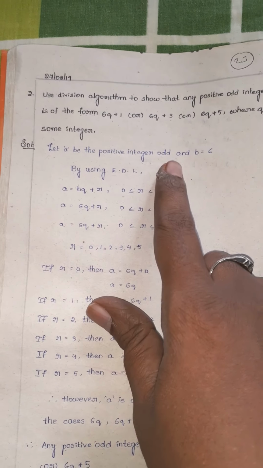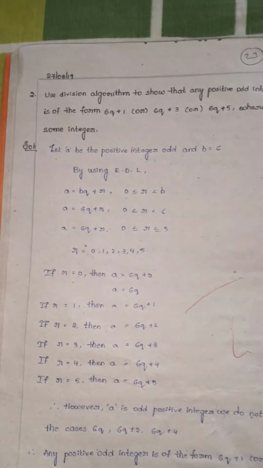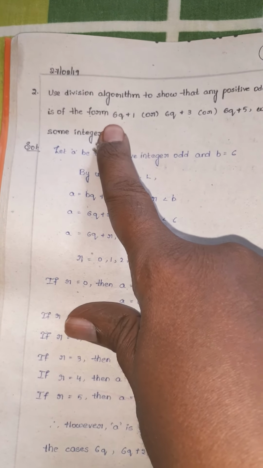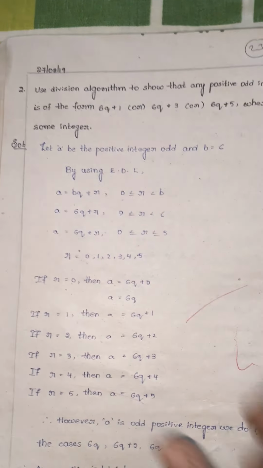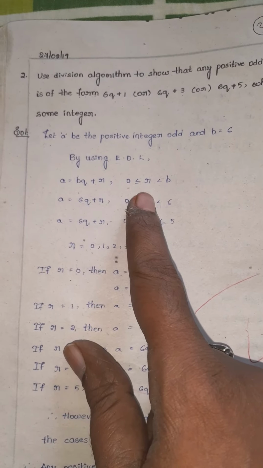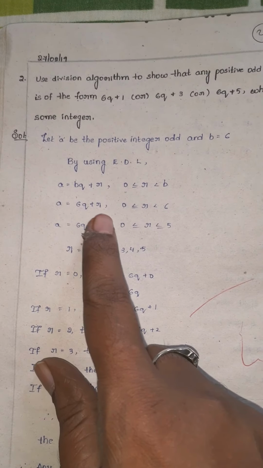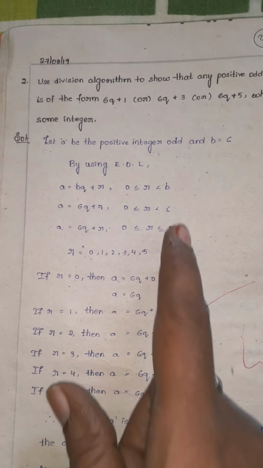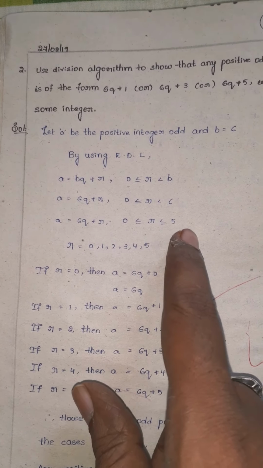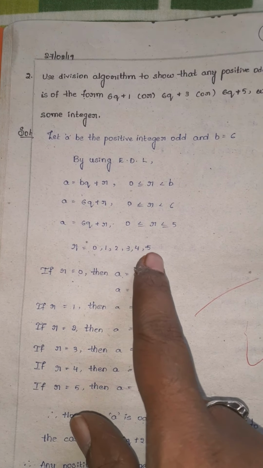Let a be a positive odd integer, and b is equal to how much here? 6. Why? Because the constant value with the quotient variable is 6, here also 6, here also 6. So by Euclid division lemma, a is equal to bq plus r, what is the formula? 0 less than or equal to r less than b. a is equal to, b value is 6, 6q plus r, 0 less than or equal to r less than 6. So a is equal to 6q plus r, 0 less than or equal to r less than or equal to 5. Less than 6 means which numbers? 0, 1, 2, 3, 4, 5.